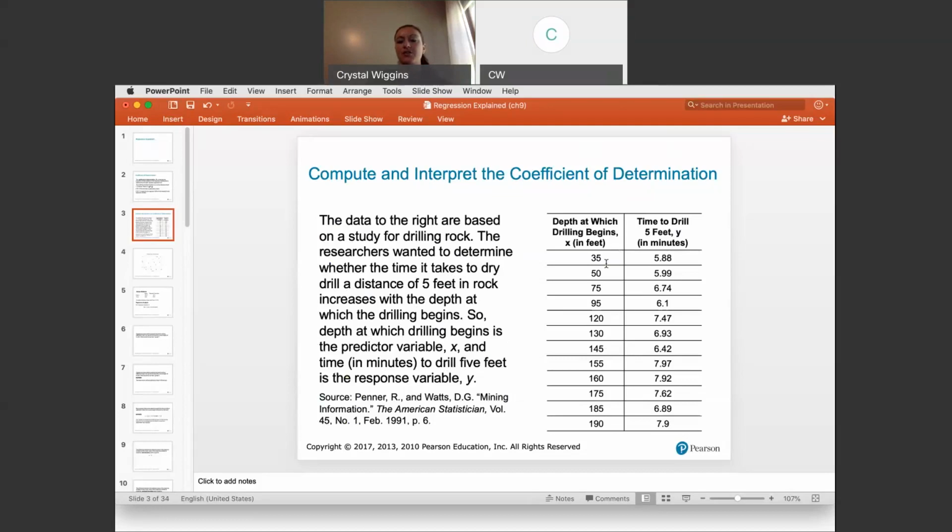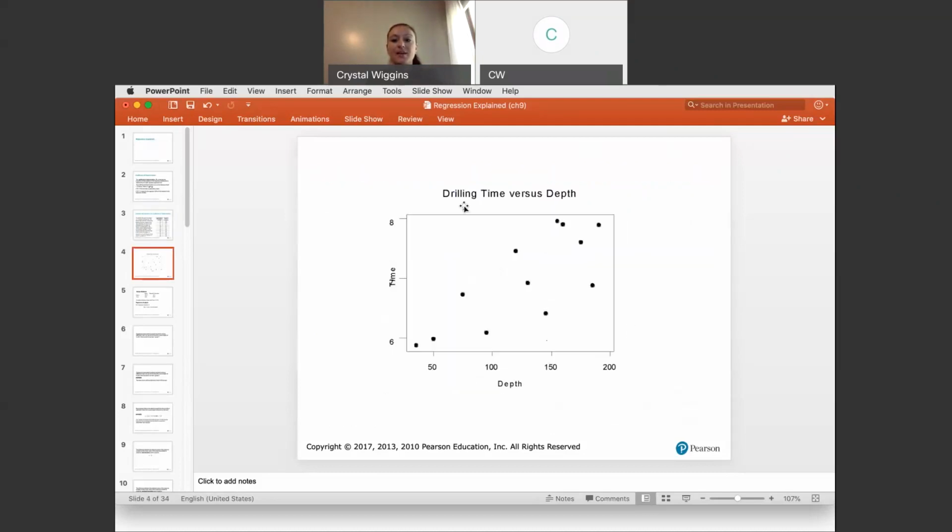If we begin at 35 feet, then the next 5 feet to drill took 5 minutes and 5.88 minutes. If we started at a depth of 175 feet, drilling the next 5 feet took a little longer, 7.62 minutes. Just by looking at those two data points, it seems as though the deeper we start, the longer the next 5 feet of drilling will take. If we graph a scatter plot of depth in comparison to time, we see what looks like a positively sloped line, but there is quite a variation between the points.